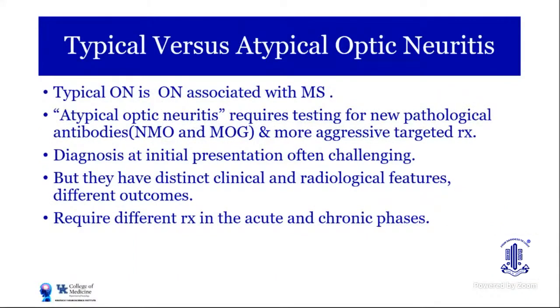The first step is we need to know the difference between typical and atypical optic neuritis. Typical optic neuritis is the one associated with MS. Atypical requires the testing for the new pathological antibodies. Distinguishing the two at initial presentation is very hard, but they have very distinct clinical and radiological features with different outcomes, so they require slightly different treatment.